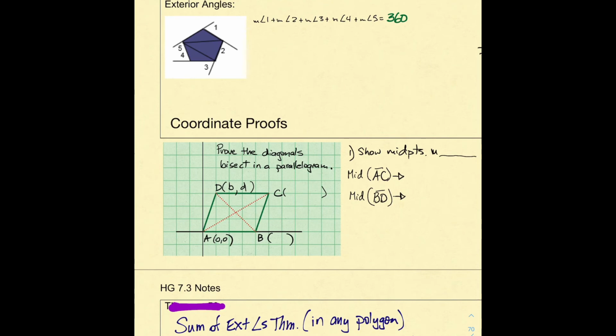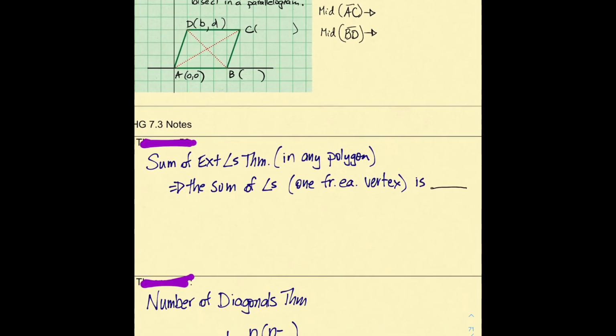I'm going to come back to coordinate proofs. We'll do that last. So the sum is 360, always. Boom. Make sure you have that down, okay? That is a theorem, but we use it more like a rule.